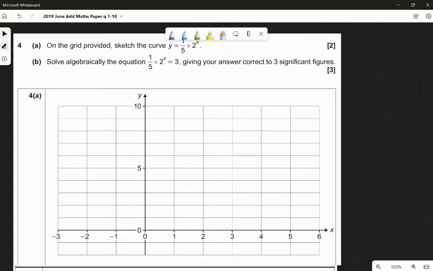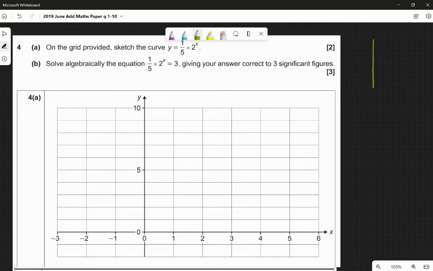So if you know your exponential functions, they generally look like this. They will rise from the x-axis. If the base is greater than 1, then they will rise like that. If the base is between 0 and 1, then it'll be exponential decay rather than exponential growth. But this one is exponential growth because it's 2 to the power of x.